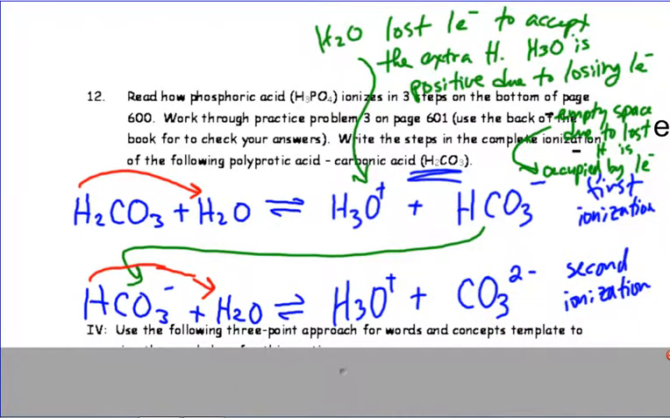So there you have it. So polyprotic acid has more than one H that it can give up. We can imagine it as a series of a couple of steps here.